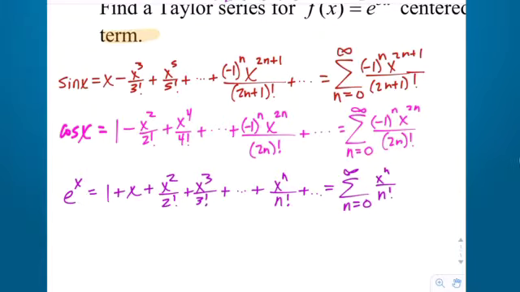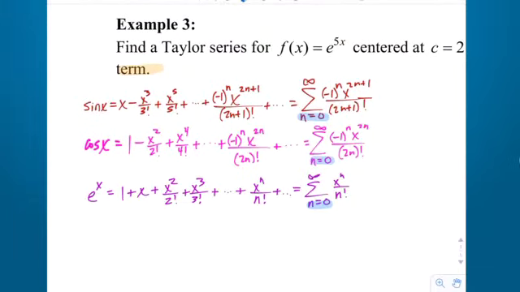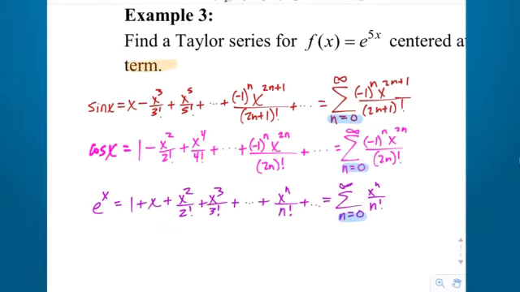It's really nice to start with either 0 if the series is defined at 0, or 1 if it's not. 0 and 1 are kind of the two nicest values to start with. All right, so memorize these three.